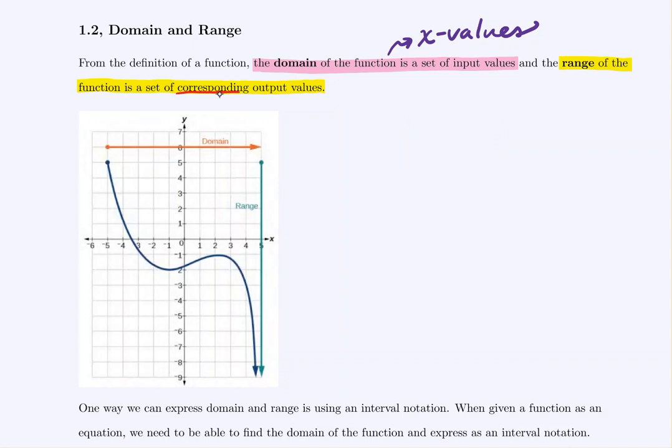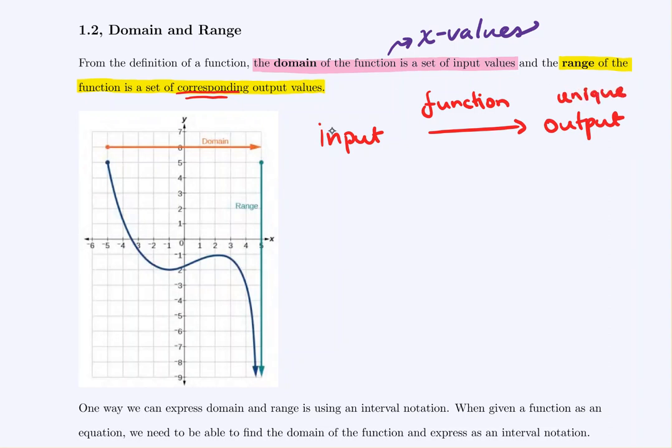And notice we use the word corresponding because the way a function works is a function takes an input value, and then based on the function relationship or the rule the function has, it sends that to a unique output value. Okay, so every input value gets sent to a unique output value.